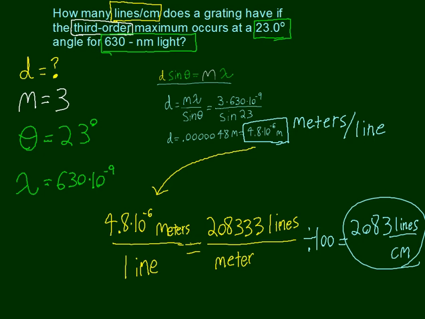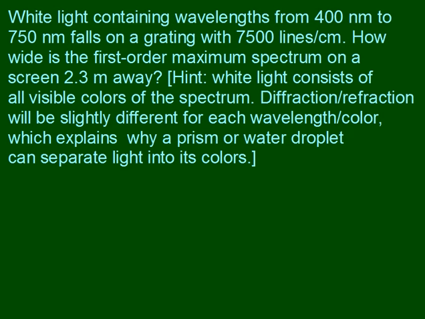All right, I'm going to work out the next one in this same video. White light containing wavelengths from 400 nanometers to 750 nanometers falls on a grating with 7,500 lines per centimeter. How wide is the first order maximum spectrum on a screen 2.3 meters away? Hint: white light consists of all visible colors of the spectrum.